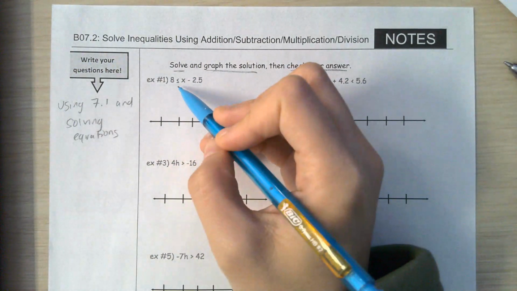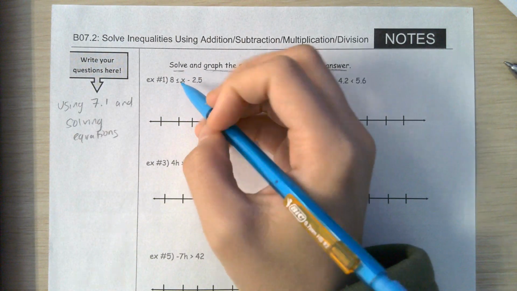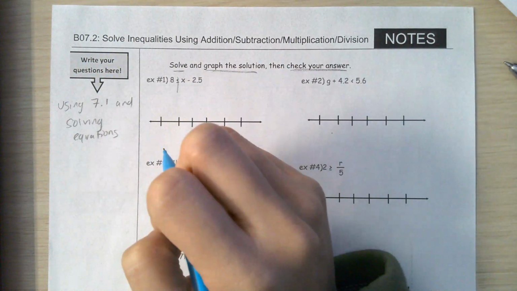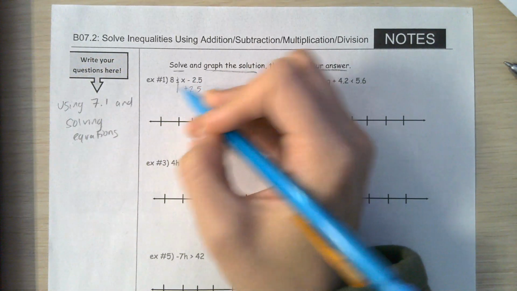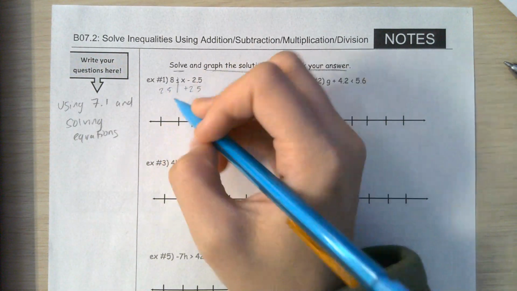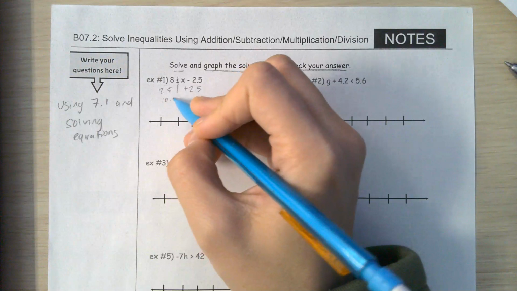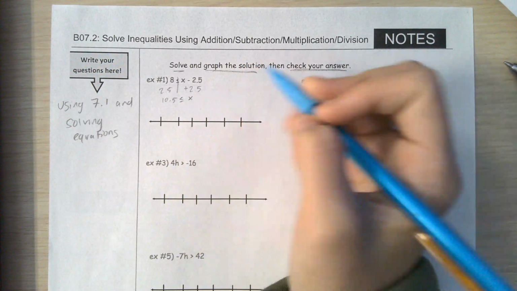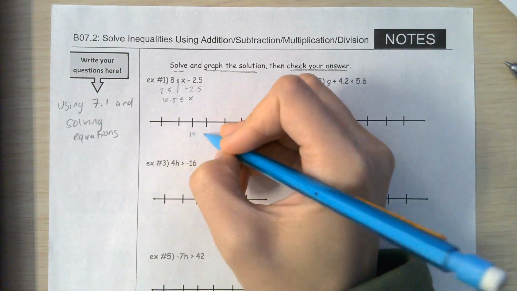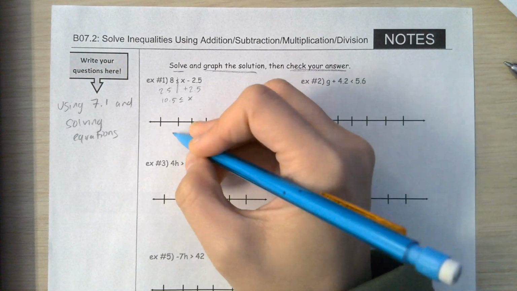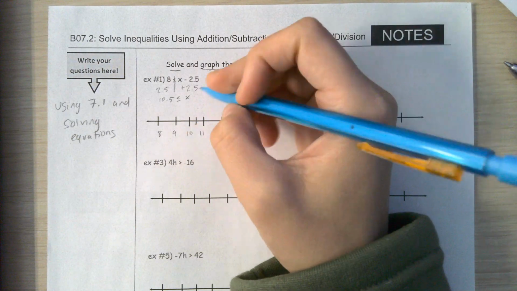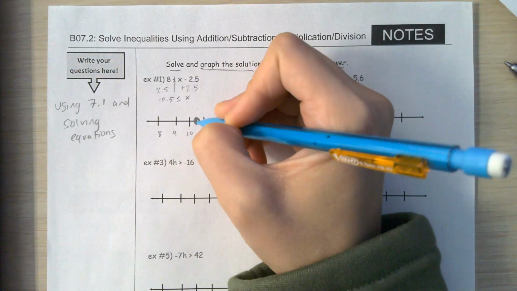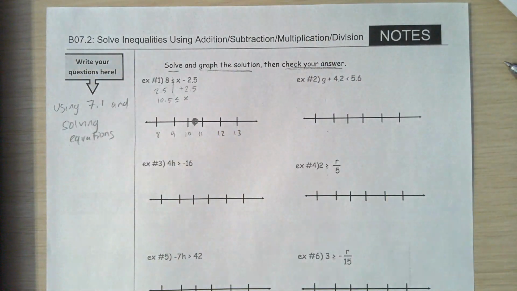So here, even though it's a less than or equal to, we're just going to pretend it's an equal to, and we're going to put that line there. And we're trying to solve for x. So we're going to add 2.5 to both sides, and then we get 10.5 is less than or equal to x. So we have 10, 11, 12, 13, 9, 8. 10.5 is right here in the middle. We have a closed circle. I'm going to do this in a color.